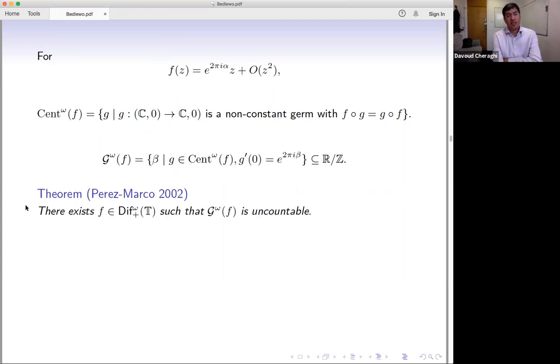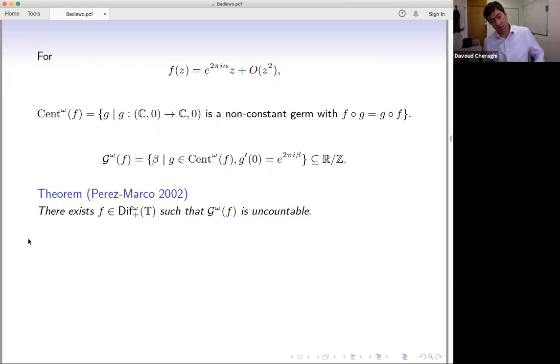So in this setting, there is a result by Perez-Marco, which says that there exists an F of this form such that the centralizer is uncountable. So this element is not linearizable and has uncountable symmetries. In fact, his example is quite remarkable because it also has infinitely many symmetries with rational rotations. So this group also contains infinitely many rational numbers that are distinct in algebra, and there's no relation between them.